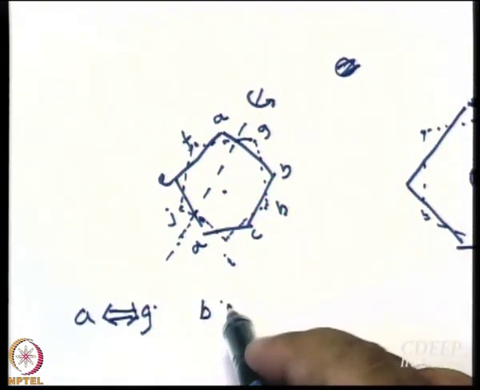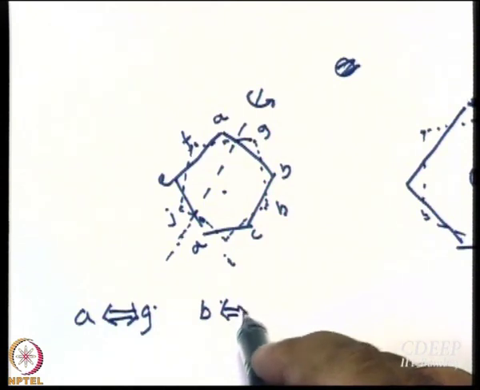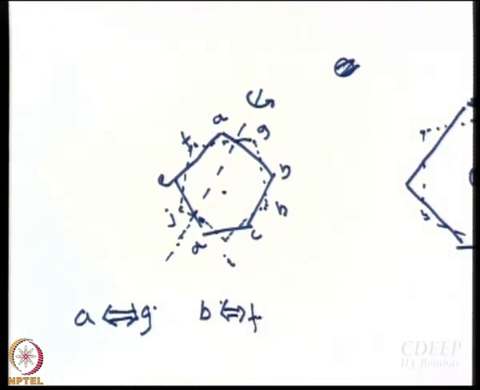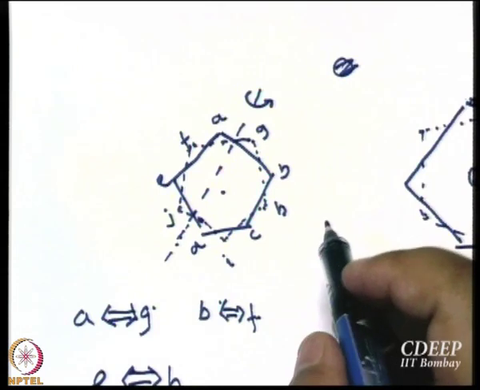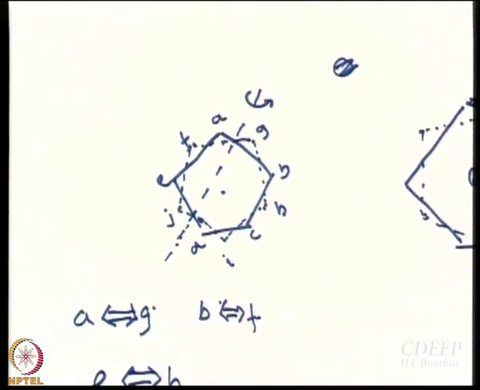B and F would interchange places. C and H would interchange places. Is it C or is it E? Sorry. A, B, C, D, E. E and H would interchange places. Do you see that? And you can work out the correlation for every atom.